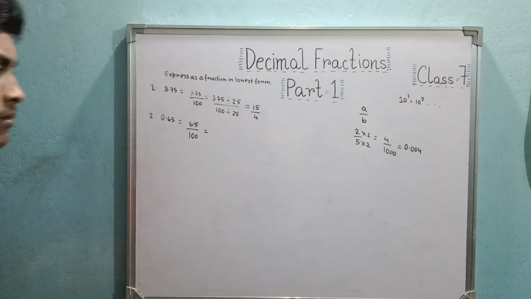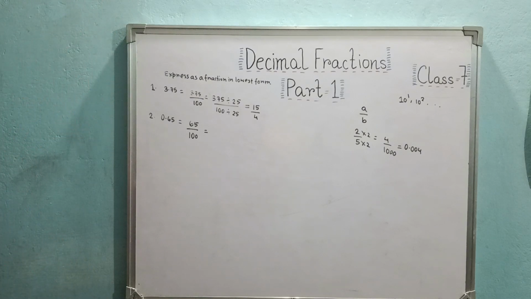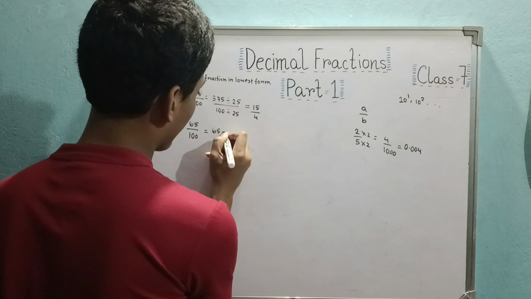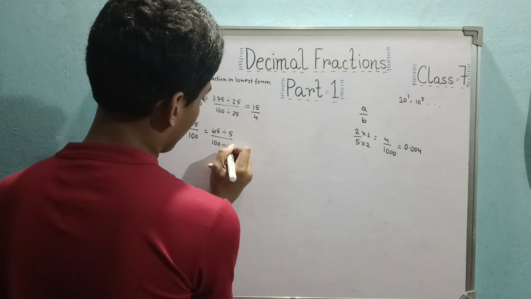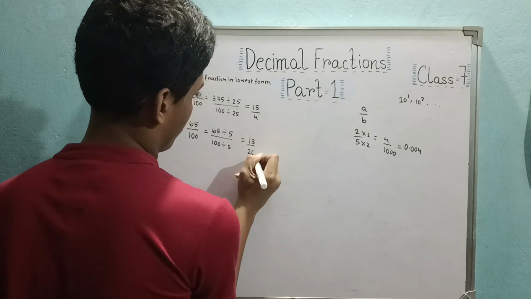0.65 is 65 by 100. Now again, the highest common factor of 65 and 100 is 5. Okay. So 65 by 5 divided by 100 by 5. 65 by 5 equal to 13, 100 by 5 equal to 20.